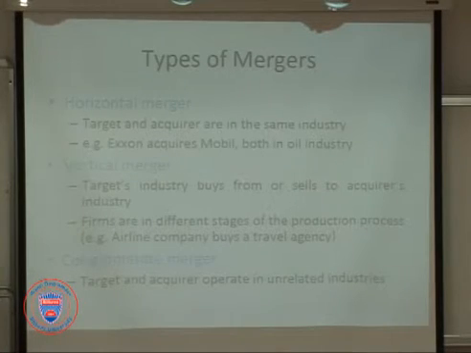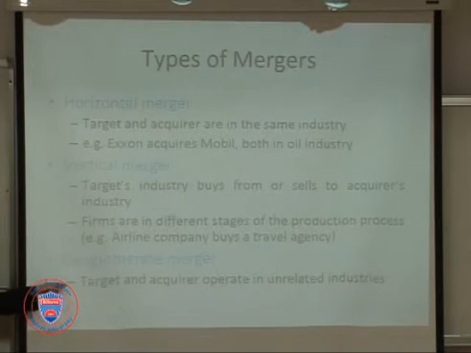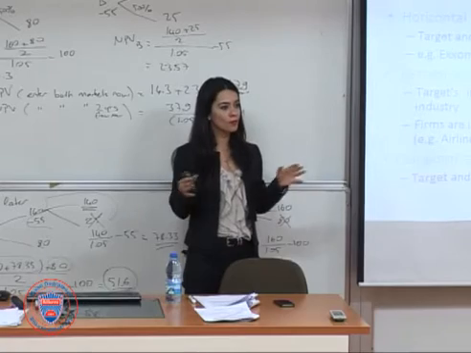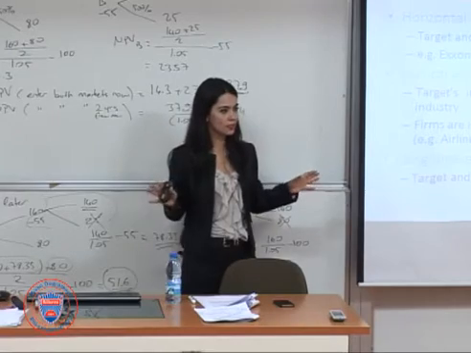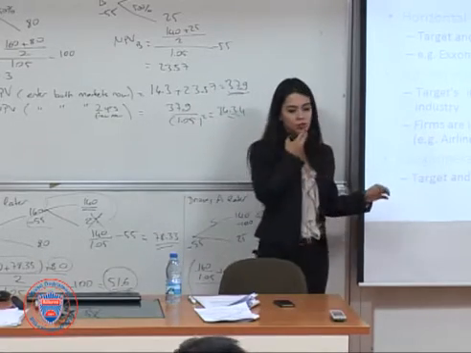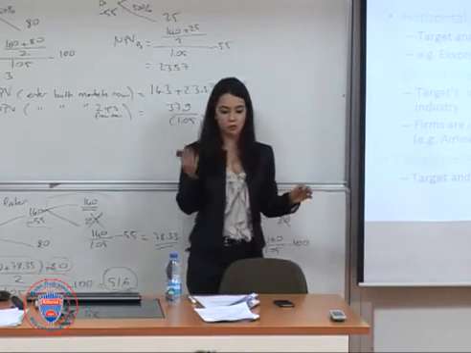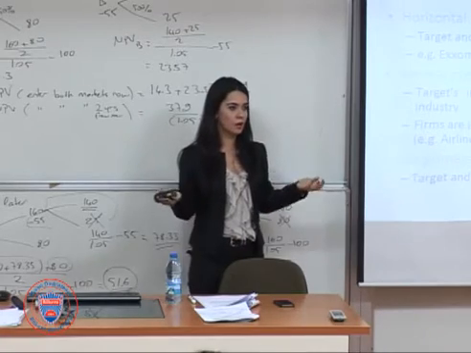Okay, more terminology. We might have horizontal mergers, vertical mergers, or conglomerate mergers. When we talk about conglomerate mergers, the acquirer and the target firms are in completely unrelated industries, like a computer company buying a food company.